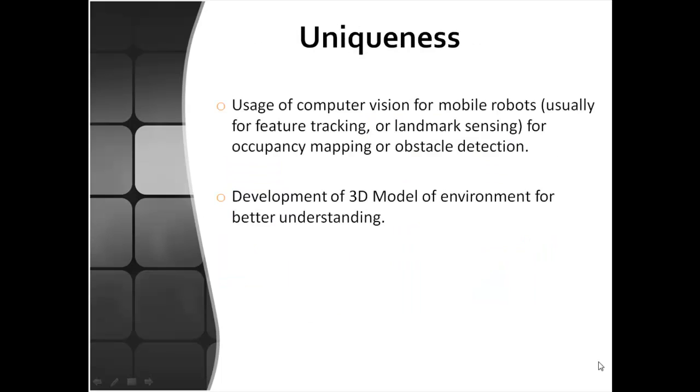Uniqueness: how our system is different from similar projects. Usually, computer vision is used for feature tracking or landmark sensing, but we use computer vision for a mobile robot to create a bitmap and identify the obstacles. Also, our system develops a 3D environment model for better understanding of the area explored by our robot. This is the end of my part, and my next colleague will continue the presentation.